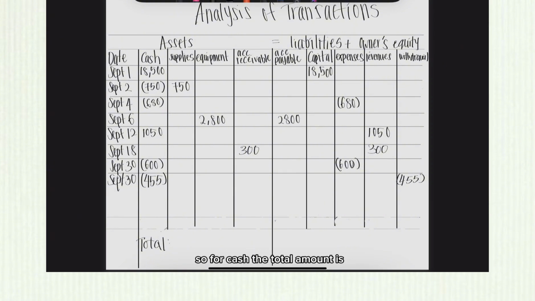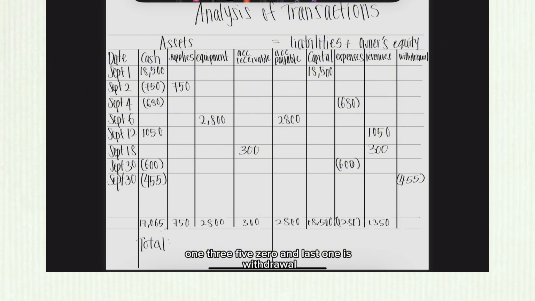So now we calculate the overall balances for cash, supplies and other accounts from 1 September until 30 September. So for cash, the total amount is 70,065. Supplies amount to 750. Equipment 2,800. Account receivable 300. Account payable 2,800. Capital 80,500. Expenses 680 plus 600 is 1,280. Don't forget the bracket. Revenues 1,350, and the last one is withdrawal 455.